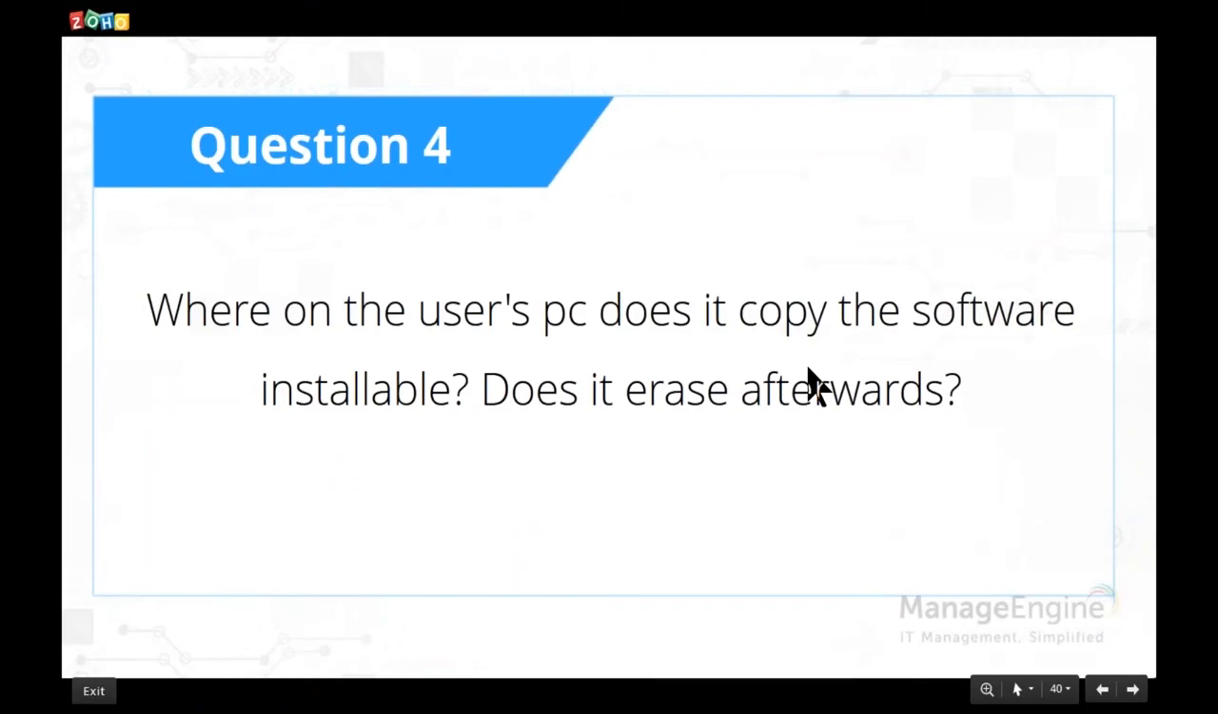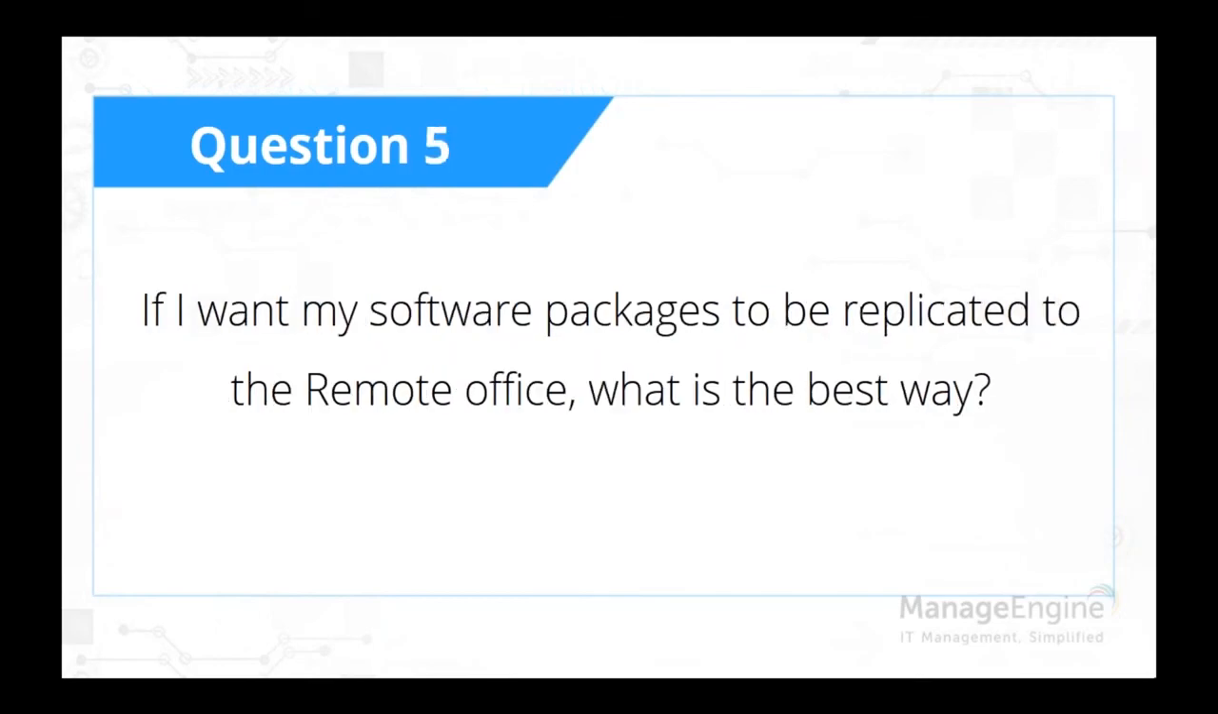Question number 4, where on the user's PC does it copy the software installable? Does it erase afterwards? Yes, of course. When we're using the copy file option during the deployment process, it copies the application to the client machine, under Desktop Central in Program Files (x86) if it is 64-bit, or Program Files if it is 32-bit. You'll have a Desktop Central agent folder in which the software package will be available. Once the application is successfully installed, the installables will get removed from the client machine.